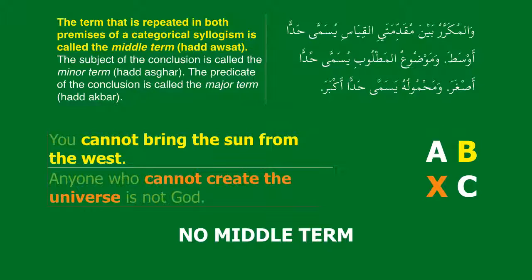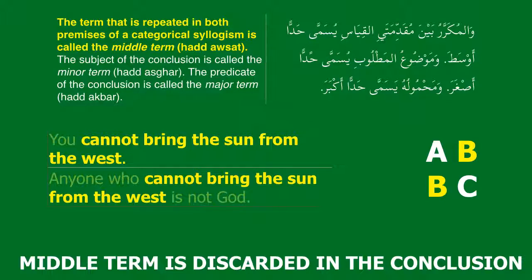And in a categorical syllogism, that thing in common is the middle term. Without the middle term, there cannot be any inference. The middle term is used in the process of inference, but then it's discarded in the conclusion. Its role is merely to connect the two propositions. So if you look at the conclusion of this argument, there's the middle term B, which is the predicate of the first and the subject of the second proposition.